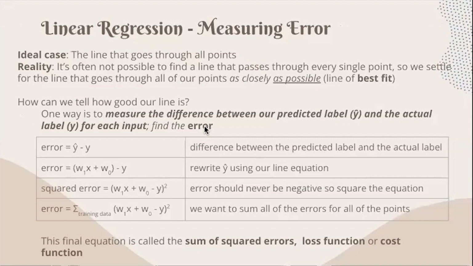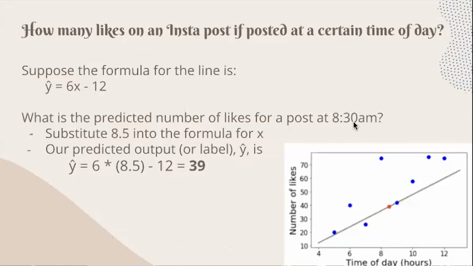So for linear regression, our ideal case is that we get a line that goes through all points. But of course, in the real world, that's never going to be the case. So we settle for a line that goes through all the points as closely as possible, and that's called the line of best fit. So if we look back here, you see how this line is not exactly going through every single one of these points, but it is measuring the trend of the data. Since the data is sloping upward at a basic slope, this is the line that best fits this data and will give you the best approximation when you want to know the number of likes based on the time of the day.